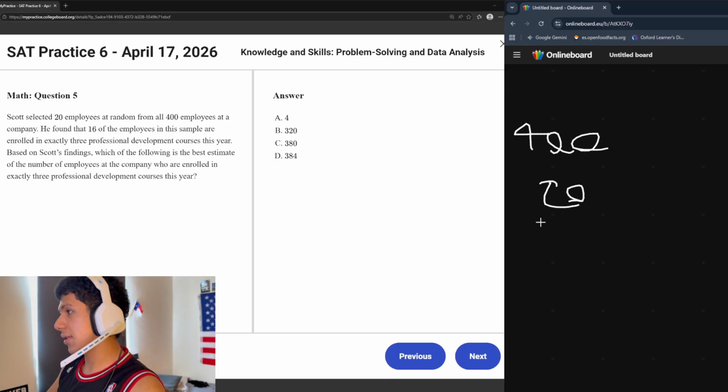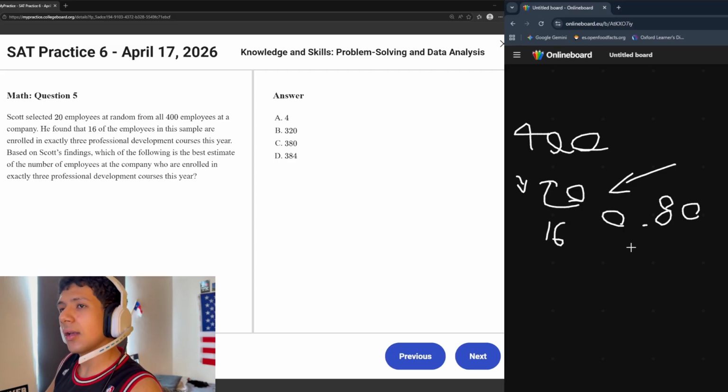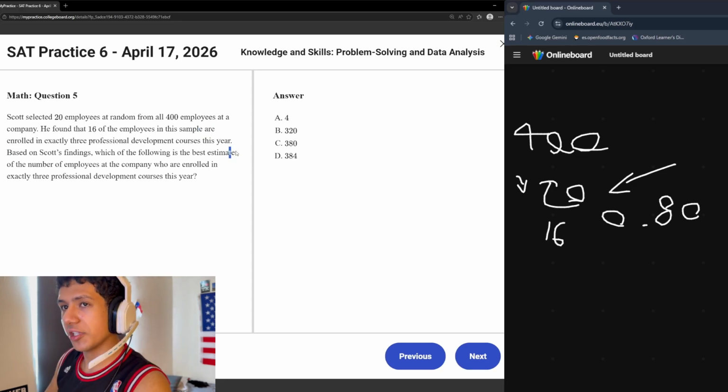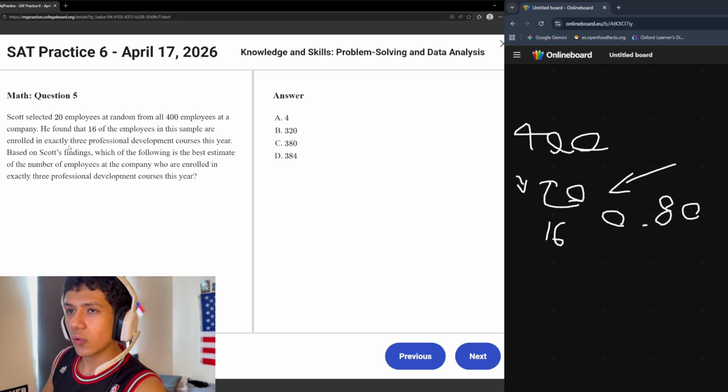And he found that 16 of those 20, which is essentially 80%, right? 80% of 20 is 16. So 80% of the sample of workers or employees he took was 16. Well, 80% of the employees in the sample are enrolled in exactly 3 professional development courses this year. So they are enrolled in 3 courses.